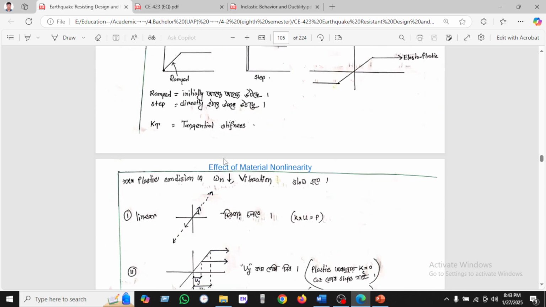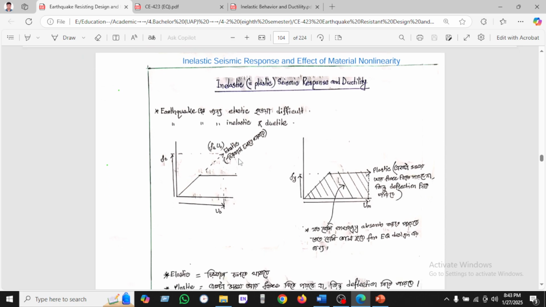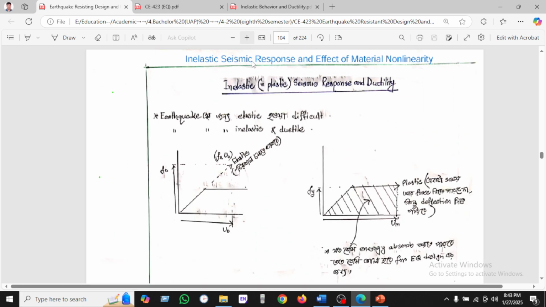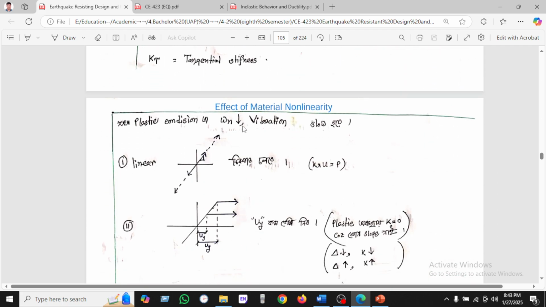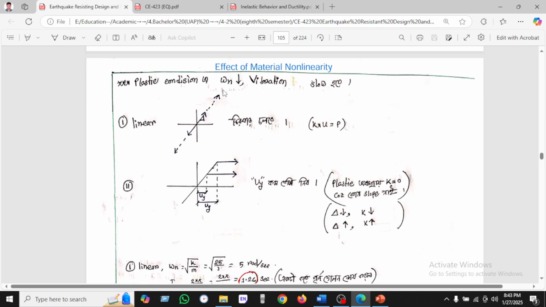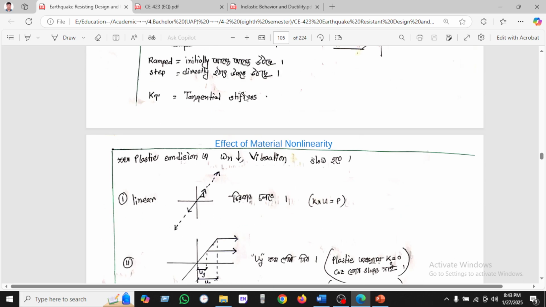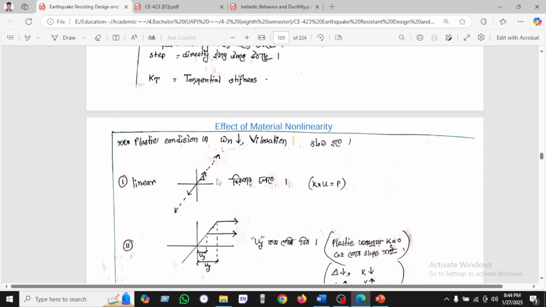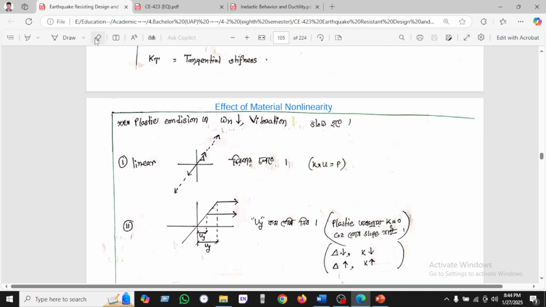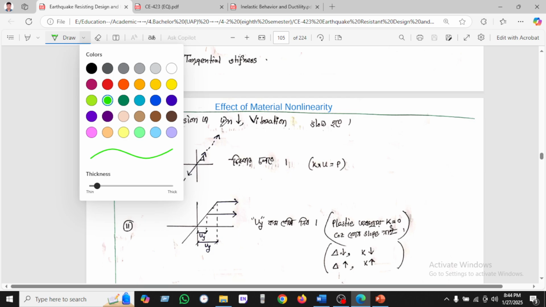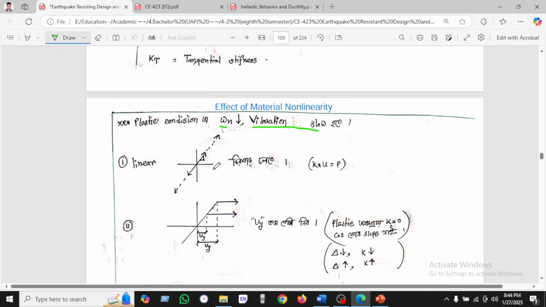So here is our topic. At first, we can see the effect of material nonlinearity on the plastic condition. When the condition is plastic, the material's natural frequency is decreased, and then the vibration will be slow. So we can see the linear response continues on continuously.